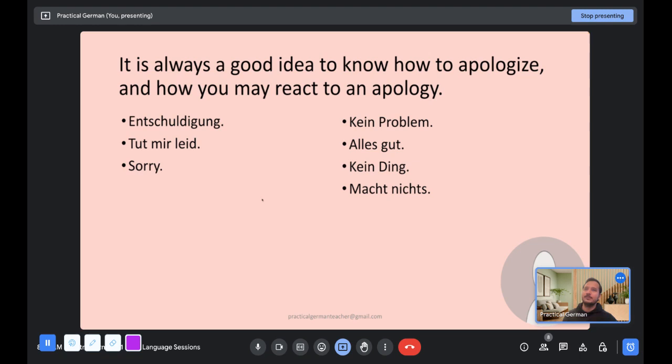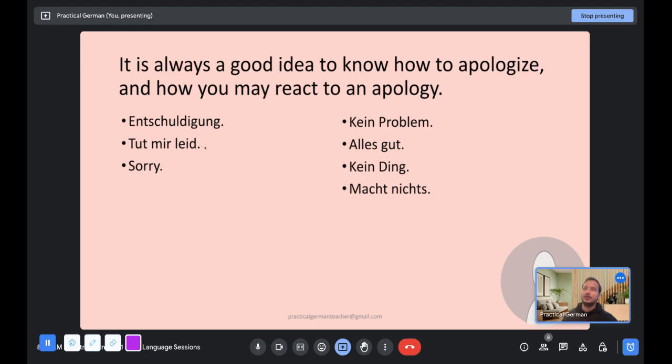Sorry is sorry. Okay. Kein Problem is, let's say Karthikeyan and I live in the same locality, and I accidentally bump, like hit Karthikeyan in the supermarket with my trolley, and Karthikeyan will turn around and I will say sorry, sorry, Entschuldigung. Karthikeyan will say kein Problem, or he can say alles gut, right? If I tell you something sad, you will say tut mir leid, right?